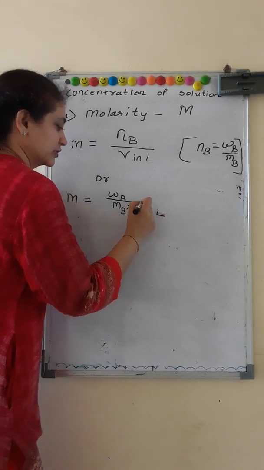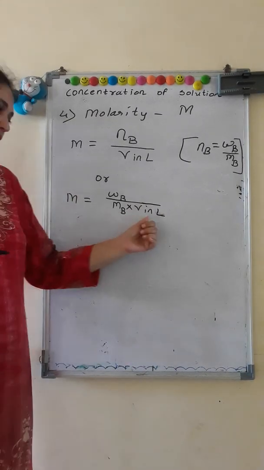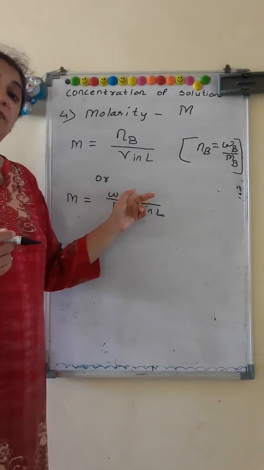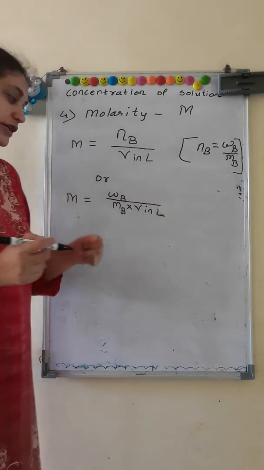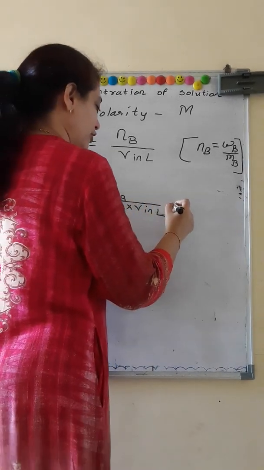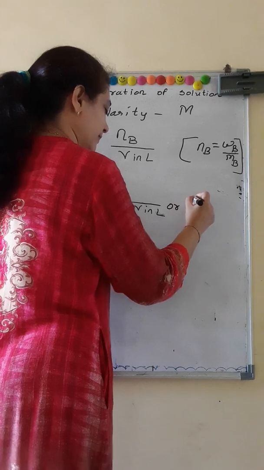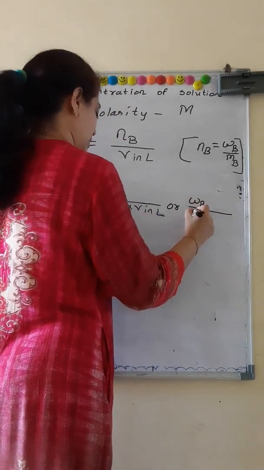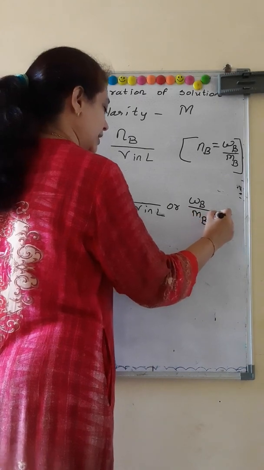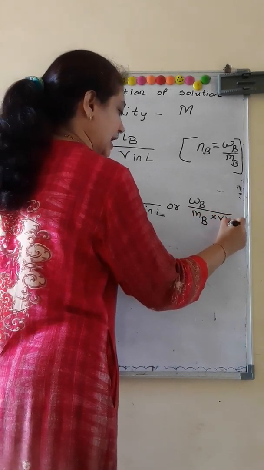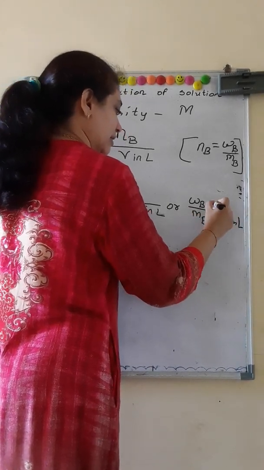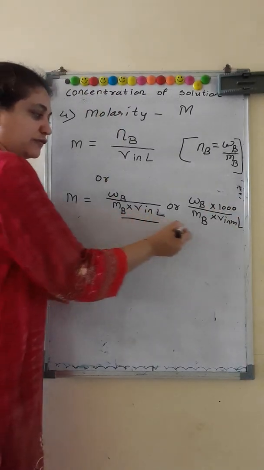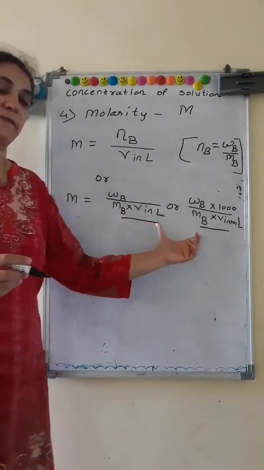Suppose I express V in ml, then numerator must be multiplied with 1000 to convert the units. So I have one more formula, or it is WB upon MB into V in ml multiplied with 1000 in numerator. So either we use this formula or we use this formula.